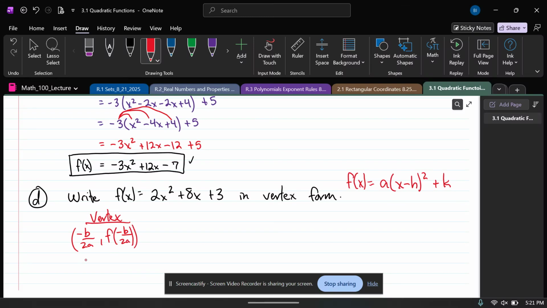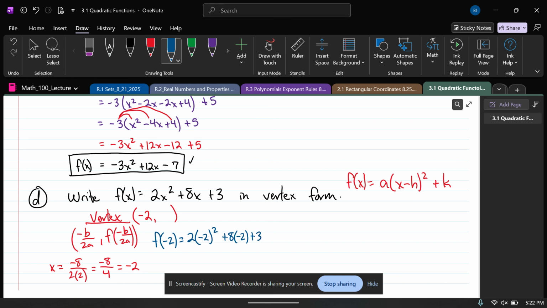So I'm going to do negative 8 divided by 2 times 2. That's going to give me the x value of my vertex. It's negative 8 over 4, which is negative 2. So my vertex is negative 2, and now I'm going to find the y value of that. So I'm going to take negative 2 and plug it in for x in that standard form problem. This is doing the algebra part to that. We could also use the graphing calculator to find this vertex, but I'm doing it by algebra right now.